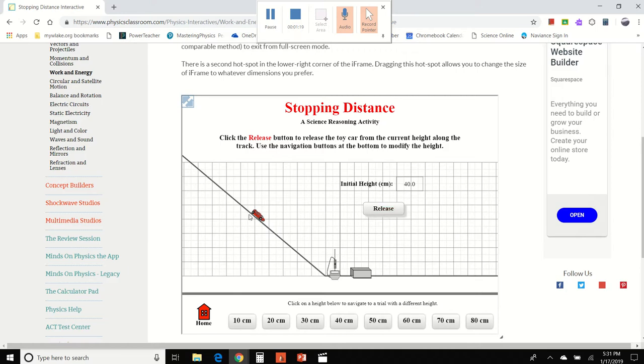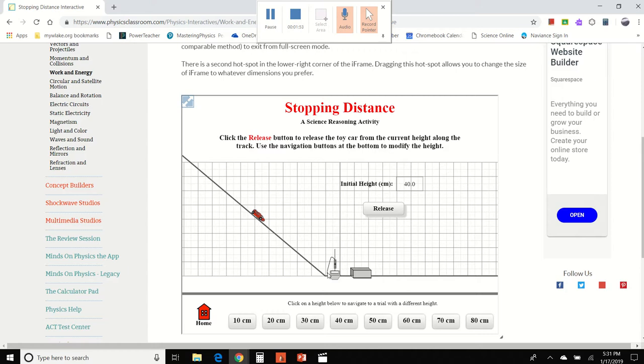We're going to hit release here. It's going to roll down this hill, move through this photo gate, run into this box, and that's going to stop after a certain distance. Okay, so let's think about all the energy transfers that are happening here. It's not moving, so no kinetic energy, and it's all potential energy. As it rolls down the hill, that potential energy turns into kinetic energy. At the very bottom of the hill, it's all kinetic energy.